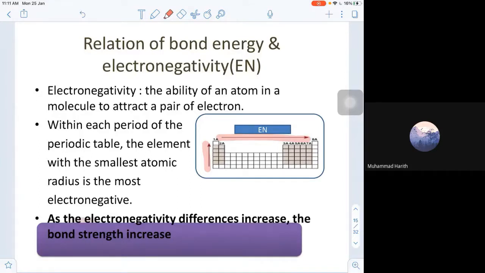When the electronegativity difference between the two atoms is greater, it will make the bond strength or bond energy increase. Bond strength and bond energy are the same. How do we determine the electronegativity difference?